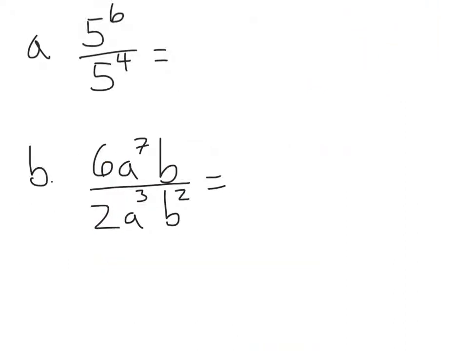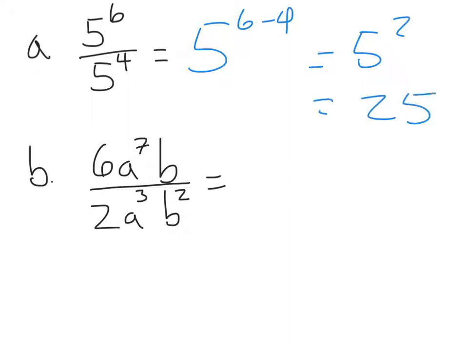Now the quotient rule: whenever you're dividing the same base with exponents, you subtract the exponents, top minus the bottom. So this will become 5 to the 6 minus 4, which is obviously 5 to the 2nd, which we know is 25. Okay, so top power minus the bottom one.